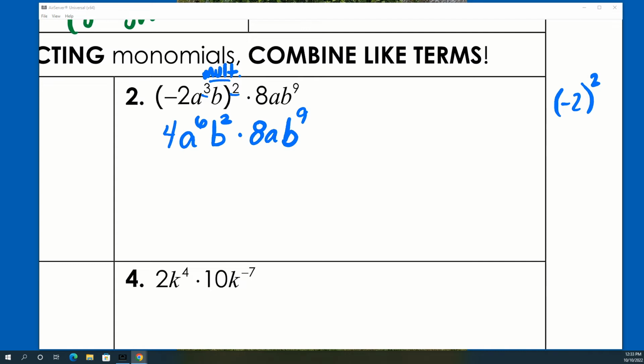Right, and then finally I can do this one like we did number 1 from the beginning. So I'm going to multiply 4 times 8. And then I'm going to add the exponents. So it would be a to the 7th, b to the 11th.